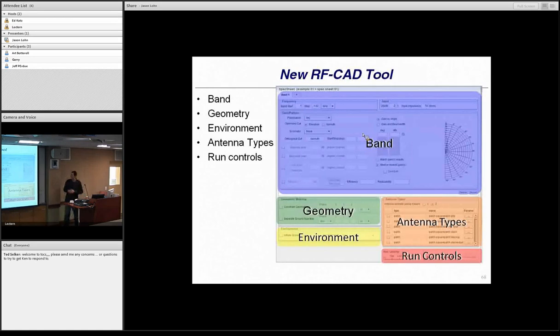This is one of the prototypes of that tool. You put all your band information, your geometry, your environment, your antenna types, and then the run button is down there, and it hopefully can design an antenna based on what you've entered in the other areas.